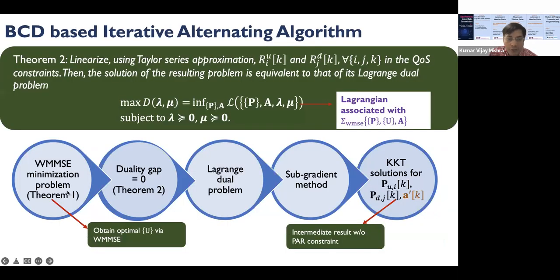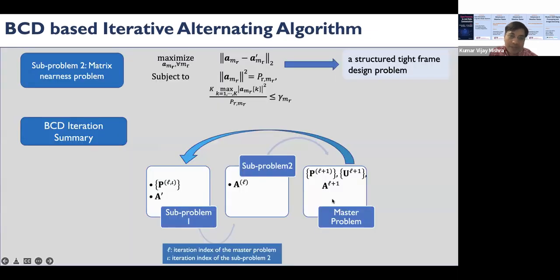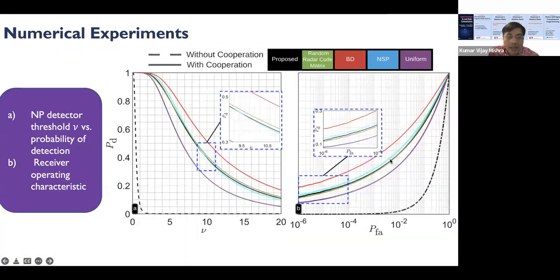So here is the flow of what I just explained. I'll skip this because otherwise we are not going to cover some of the other interesting things that we have. And then we iterate between these problems. So here are some results. Once you get this optimal waveform, precoders, and filters, you try to use that, and then in this target scenario, we compare with cooperation and without cooperation performance.